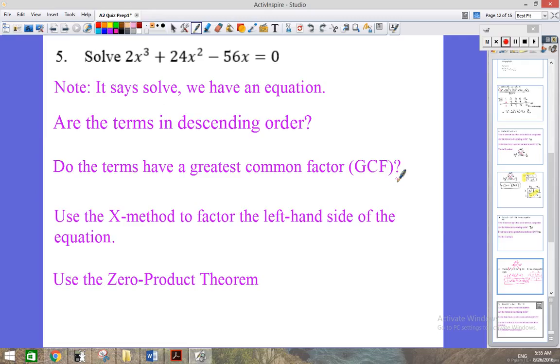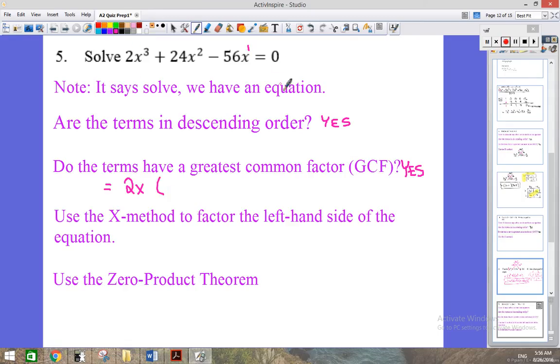Number 5, it's asking us to solve an equation. So we are going to factor it, but after we factor it, we're going to keep going and tell people what x equals. Are the terms in descending order? 3, 2, 1. Yes, they're in descending order. Do I have a greatest common factor? All of these numbers are even, so I know they have a common factor of 2. I see an x in every term. So yes, it has a greatest common factor, and we have to pull that out from each term. So we're going to factor out a 2x.